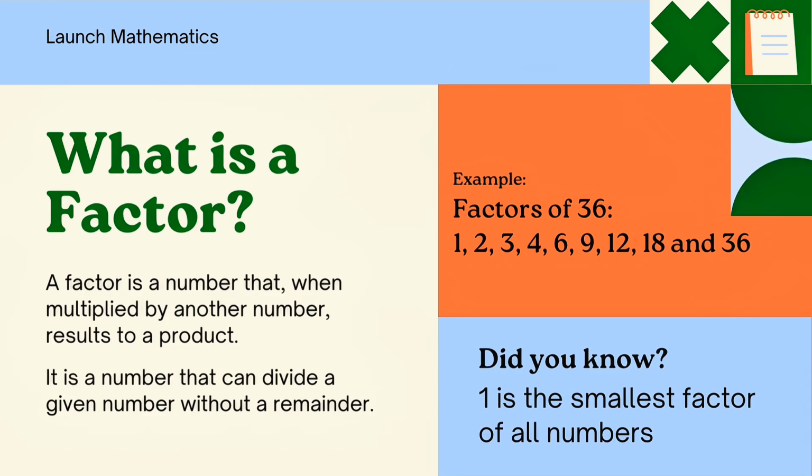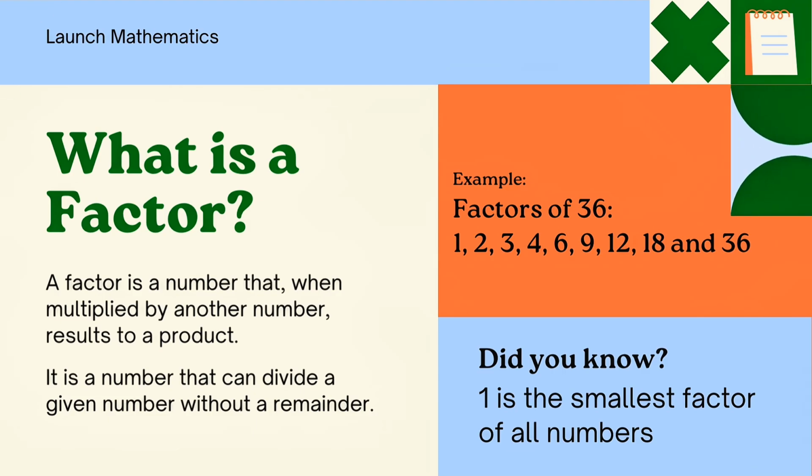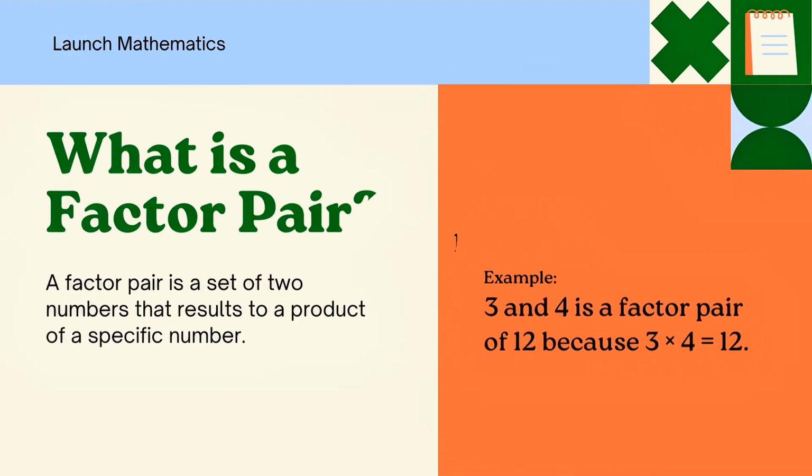Did you know 1 is the smallest factor of all numbers, which means 1 divides all numbers exactly. When 36 is divided by 9, the remainder is 0. When 36 is divided by 18, the remainder is 0. When 36 is divided by its factors, the remainder is always 0. When a number divides a number without a remainder, then that number is said to be a factor of the given number. All the factors which divide a specific number exactly are called factor pairs. For example, 12 has the factors 3 and 4. So 3 and 4 is a factor pair of 12.